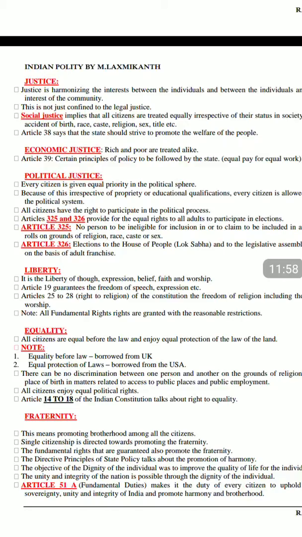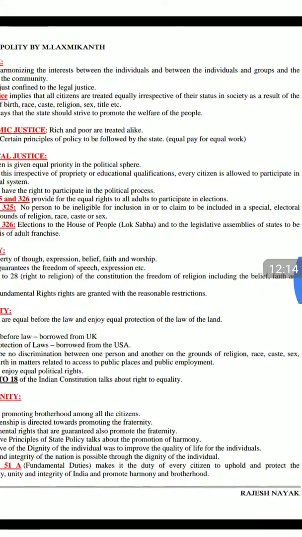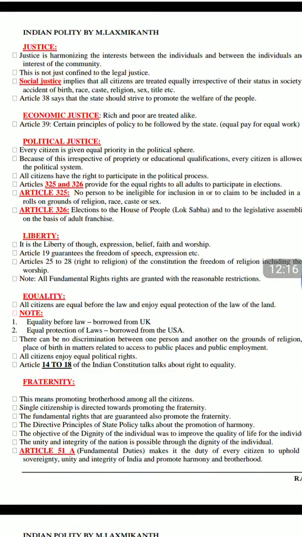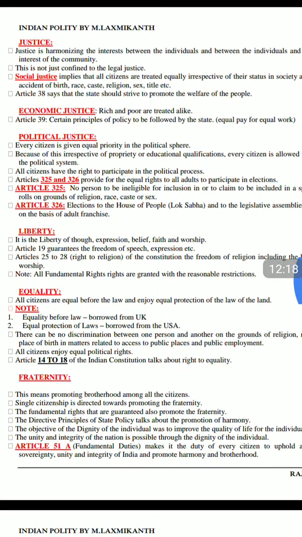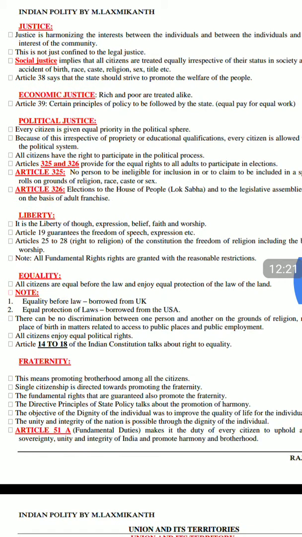Under liberty, it is liberty of thought, expression, belief, faith, and worship. Article 19 guarantees the freedom of speech. They are fundamental rights. Under Articles 25 to 28, the right to freedom of religion in the Constitution includes belief, faith, and worship. Equality: all citizens are equal before the law and have equal protection of the laws of the land.